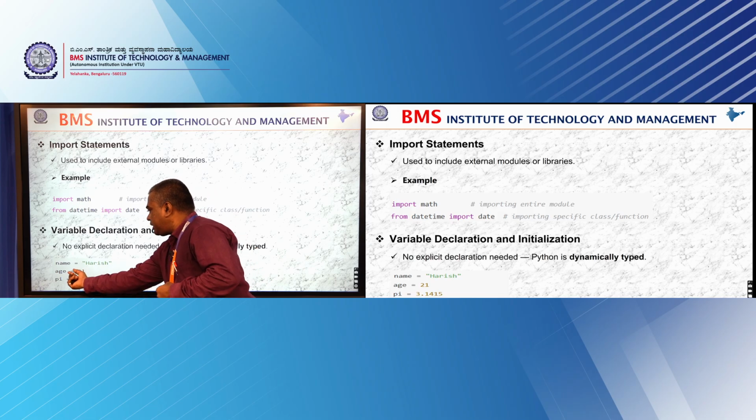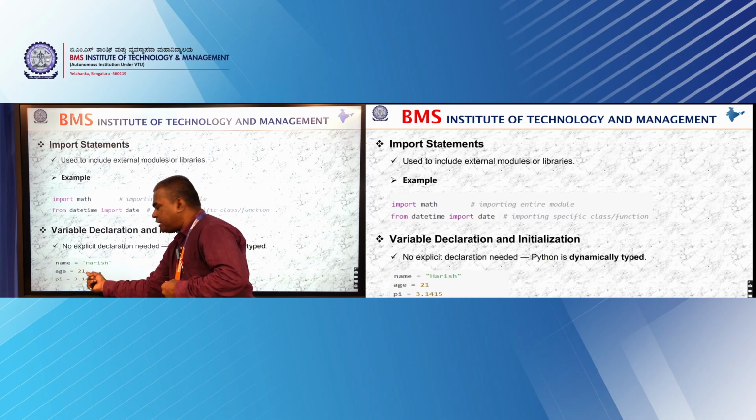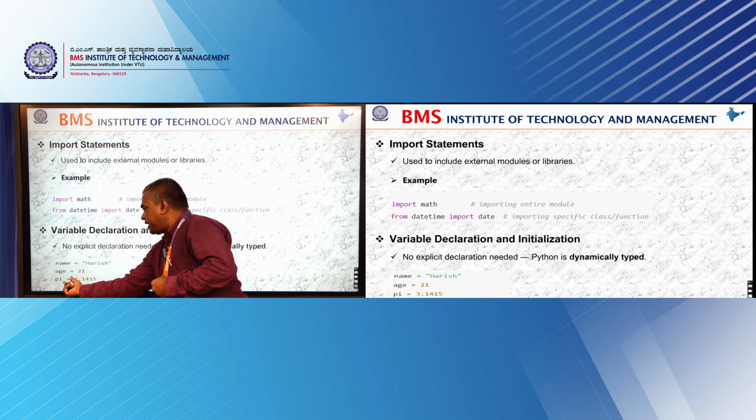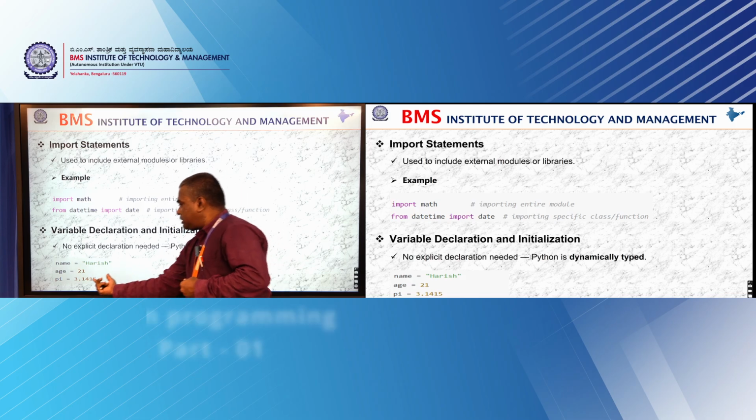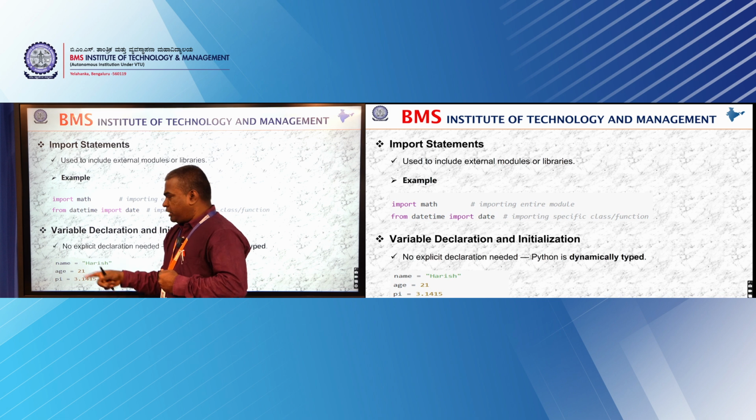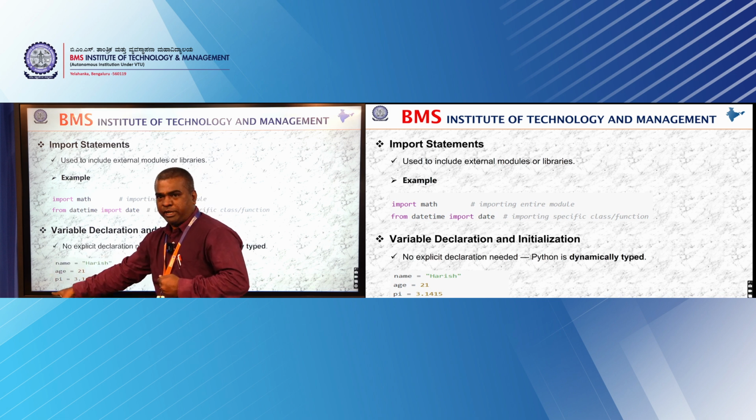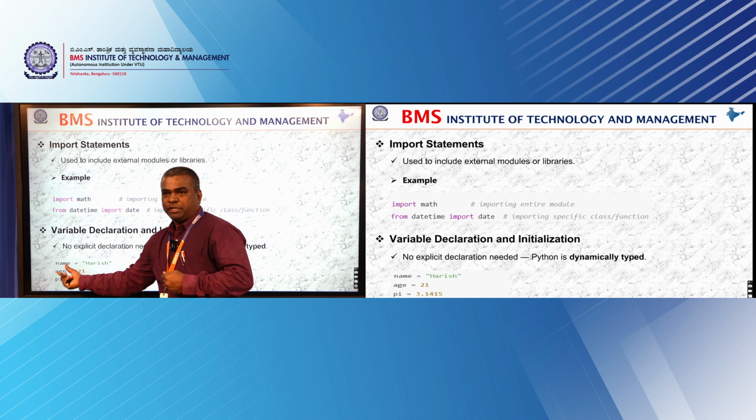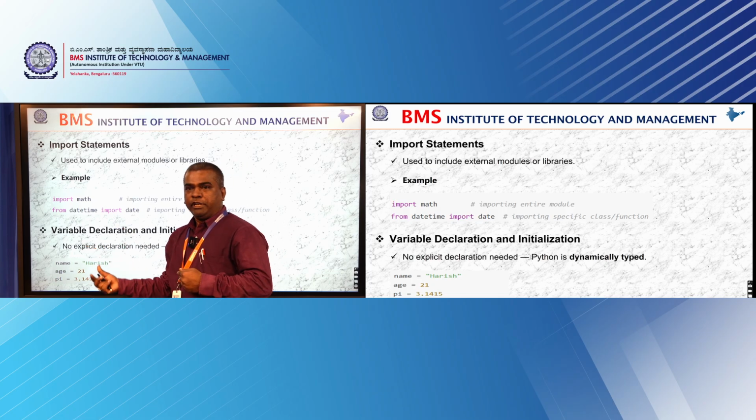And for example, age is equal to 21. Since 21 is an integer, by default age will be of integer type. And here we have initialized pi to 3.1415. Since it is a floating value, by default pi will be of float type. So there is no need to explicitly specify what type of variable it is. That's one of the advantages we have in Python.